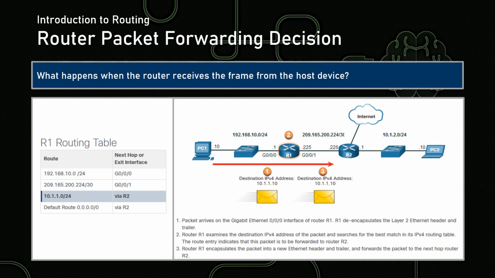So we're going to see that that is the third line in the routing table, and we know that its entry interface moves outwards at 10.1.1.0/24. Router 1 is now going to re-encapsulate the packet into a new Ethernet header and trailer and forward the packet to the next hop router, R2. This process, of course, will continue until it reaches the correct destination.